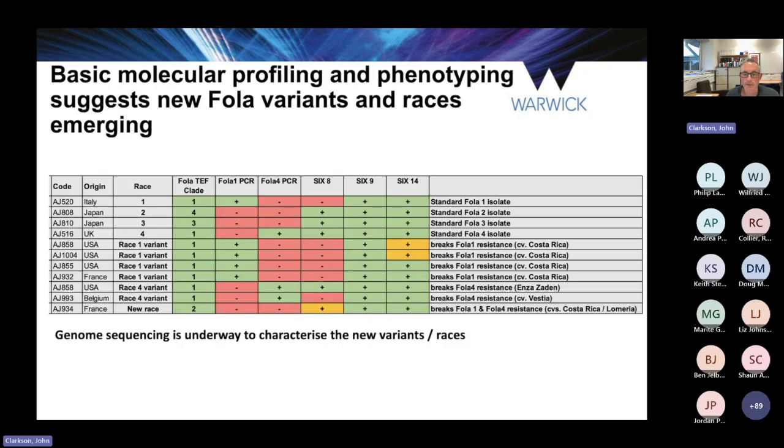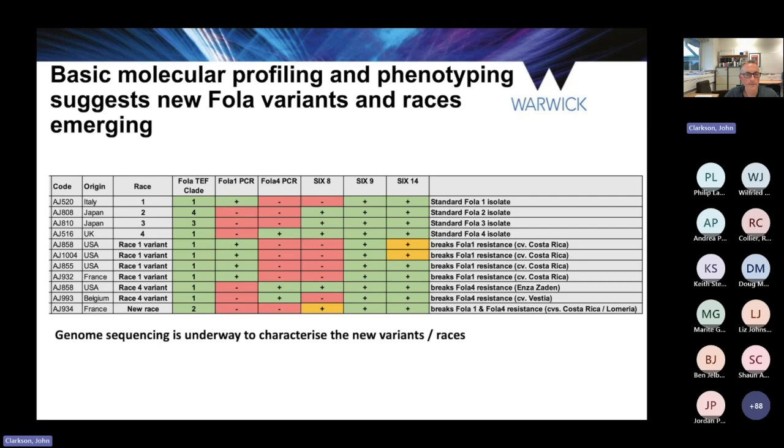Okay, so we had a couple of PhD projects where we were profiling these different isolates that were coming out of Europe, because we wanted to know what the prevalence was of race 4 or race 1. We also have great collaborators in the USA, so we were doing some profiling of isolates from America as well.